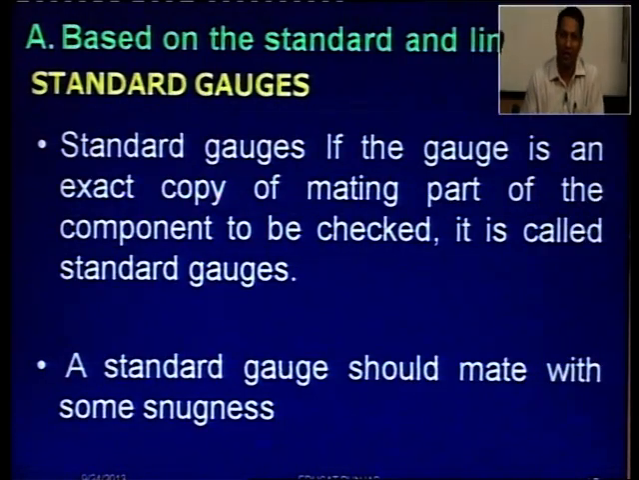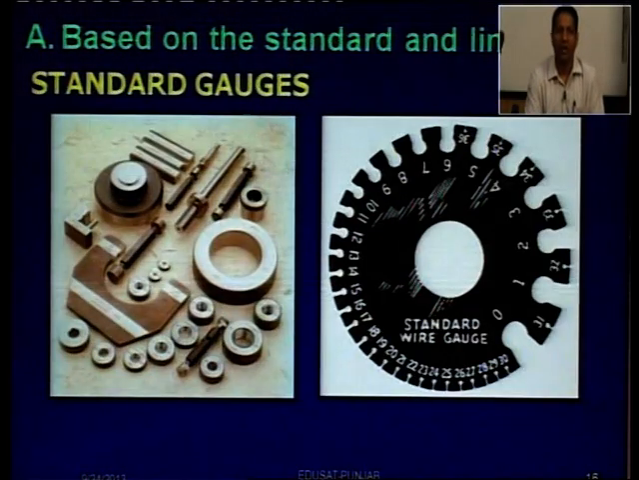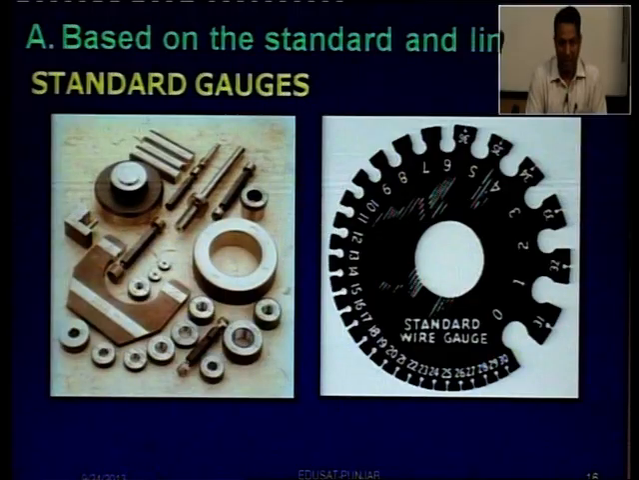Standard dimension, like 25 mm, so standard gauge is used to check the diameter 25 mm. Now, if the diameter goes slightly above 25 mm, the gauge becomes loose; if it goes slightly below, it becomes tight. We always keep it tight. A standard gauge should always mate with some snugness. Snugness means tightness, and with tightness it is used. So these are the standard gauges.